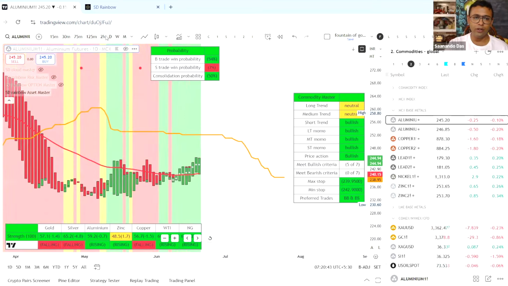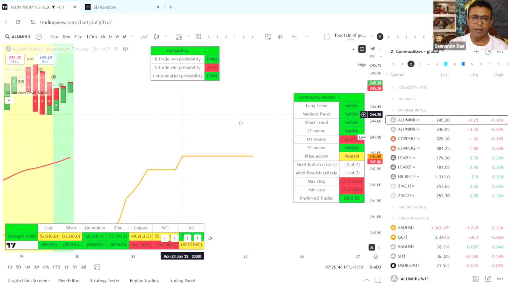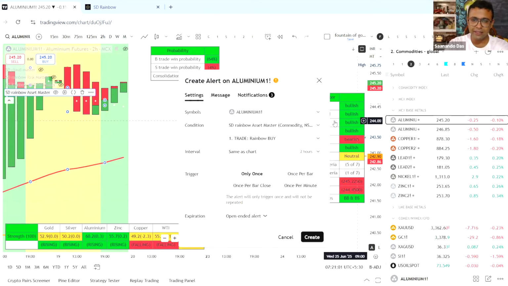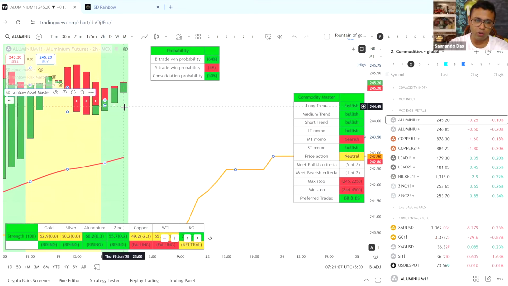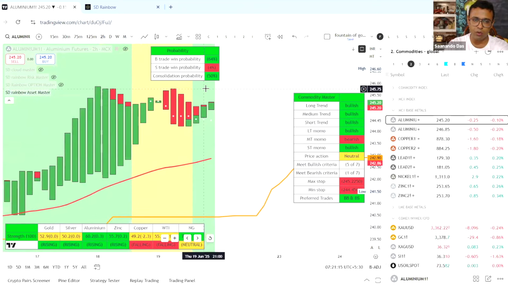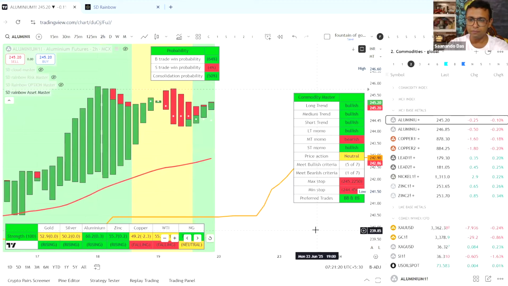A good entry point अगर मुझे 2-hourly chart में चाहिए, I need a buy support, and buy support के लिए I need the price action bullish, which is not there. So what alert am I going to place? Let me show you. Price action bullish. Also, I preferably would not want the white cross to be outside the candle, which is a warning. So price action bullish alert as well as this breakout level alert of 245.75 I will place.